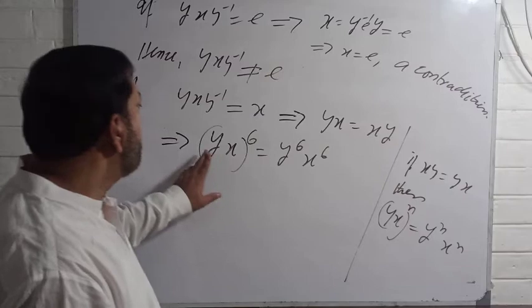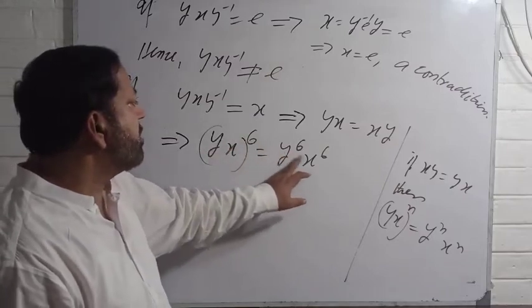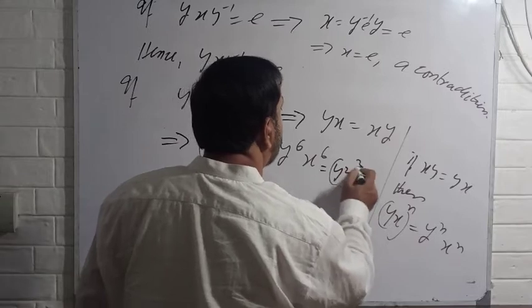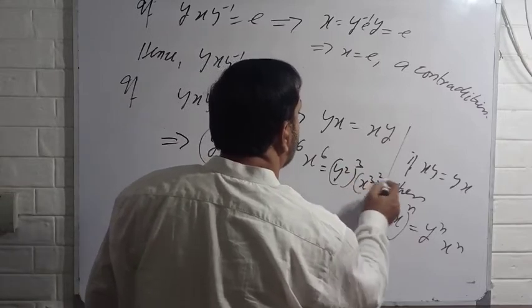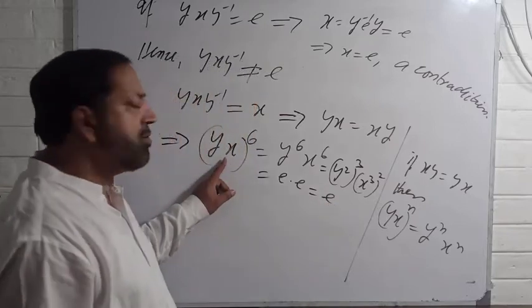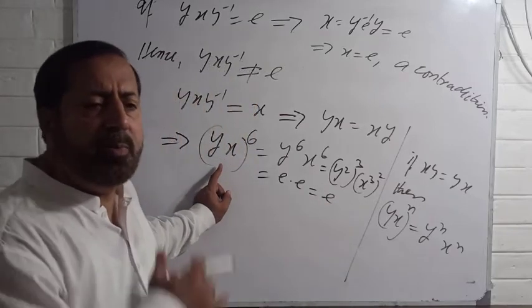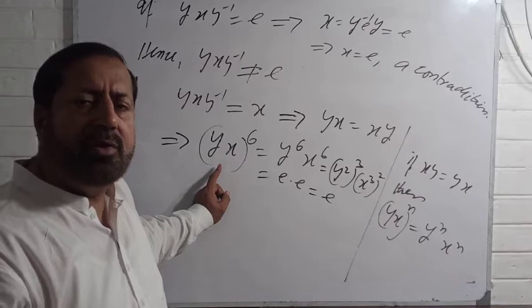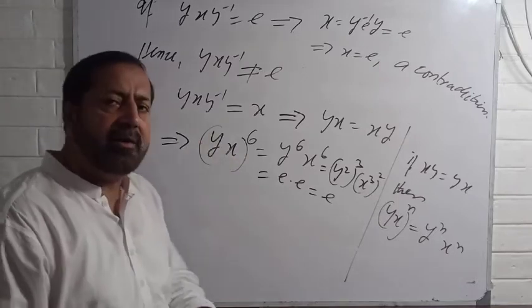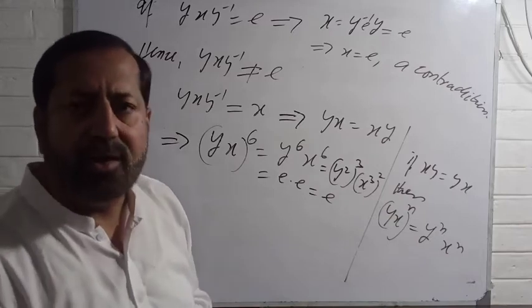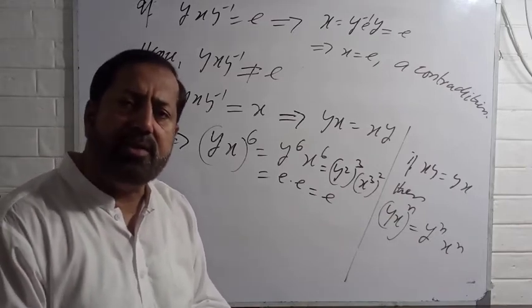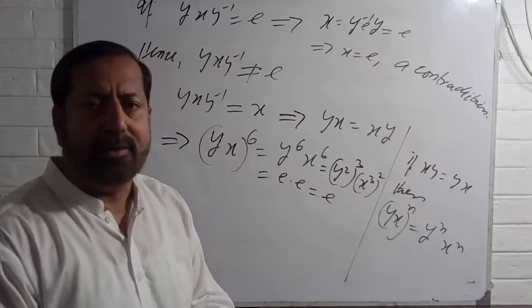So that's why (yx) power 6 is equal to y6 x6, and this is equal to (y square) cube and (x cube) square, that is e. And also I can show that there is no smaller power which gives identity. So that's why yx in fact exhausts all the 6 elements of your group of order 6. That's why it is cyclic, right?